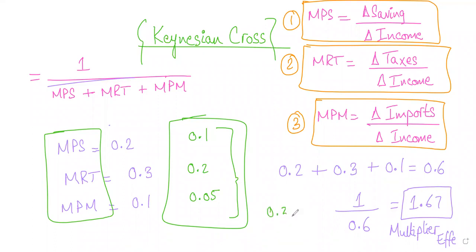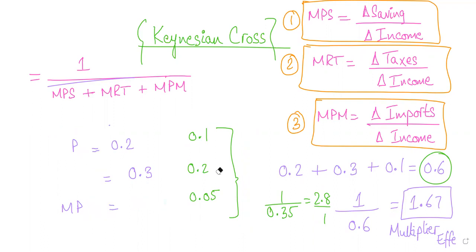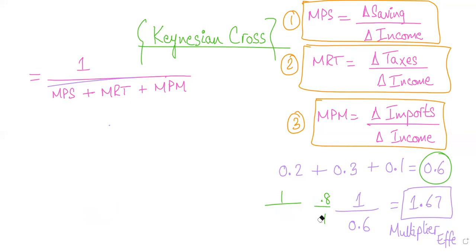Now you're dividing 1 over 0.35, whereas previously it was 0.6, so obviously your multiplier effect will be bigger. It turns out to be 2.8, which means that for every $1 increase in injection, there will be a $2.8 increase in GDP. How many of you got this? Is this clear? Is everyone clear on this?